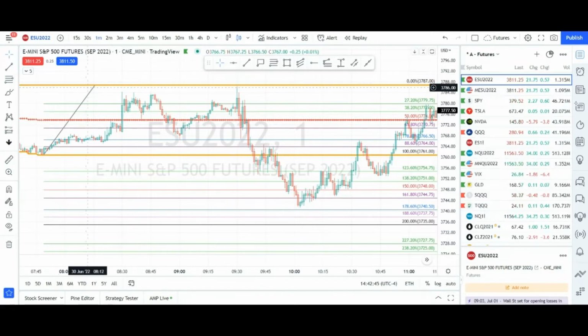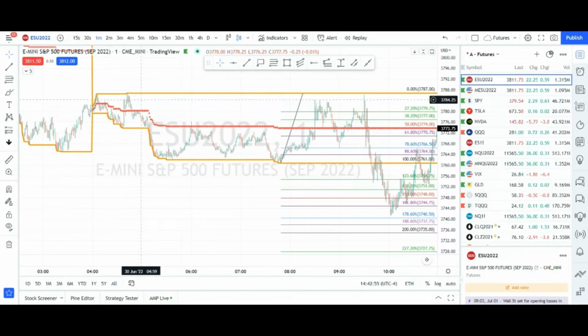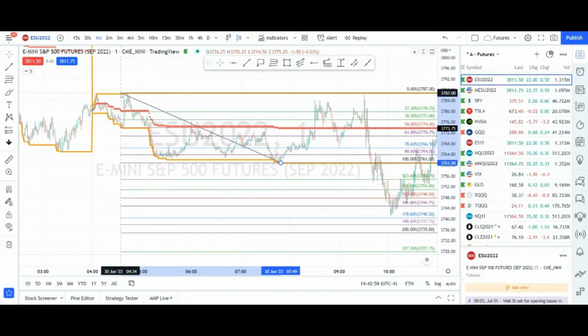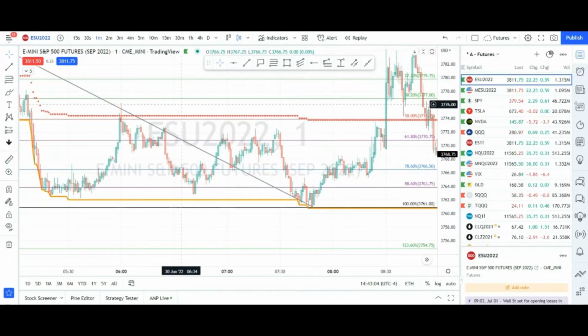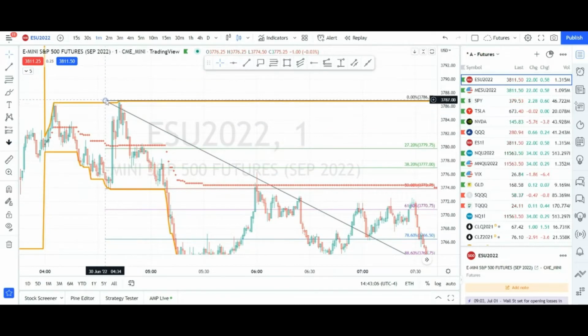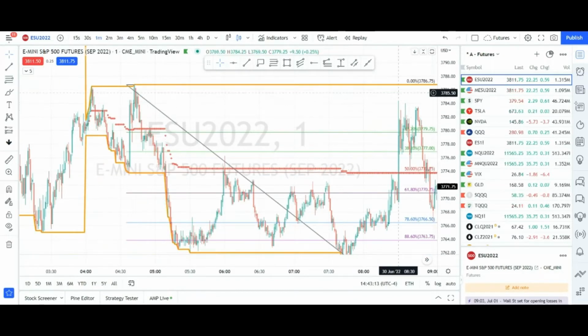If I see here, I didn't reach up to this maximum level. I am drawing the level from this previous highest level. So if you see, if I put my line from here to that point, which was the highest pre-market high level around 4:42 a.m.